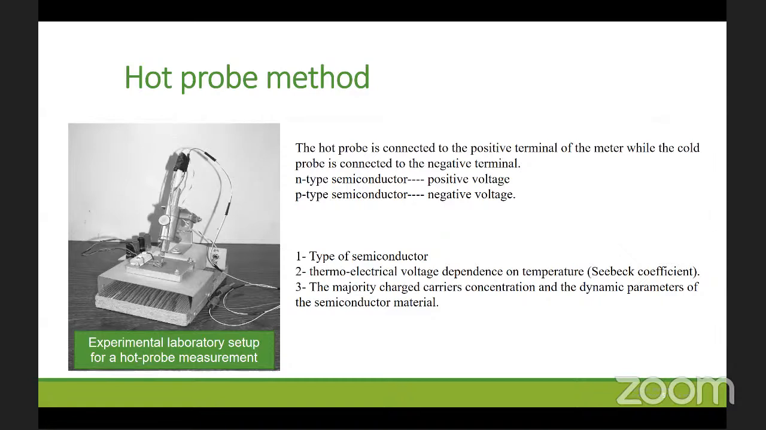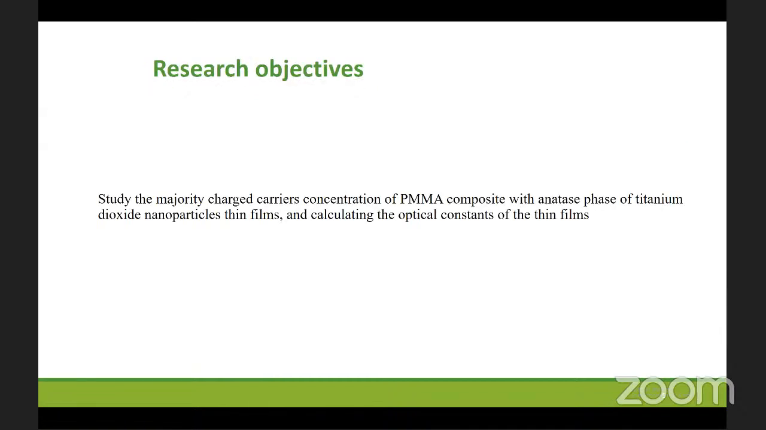In my research, I have used the hot probe method to determine the type of semiconductor and evaluate the impurity concentrations. In this research work, we will study the majority charge carriers concentrations of the PMMA composite with the anatase phase of titanium dioxide nanoparticle thin films and calculate the optical constants of the thin films.